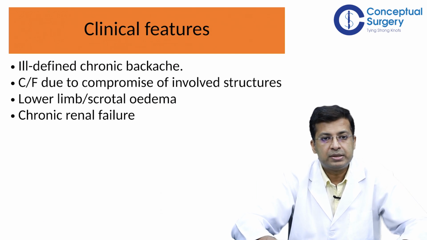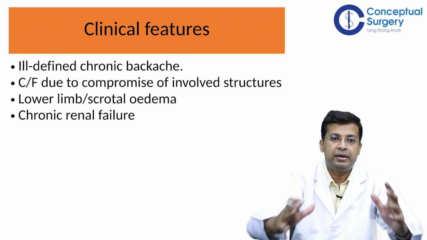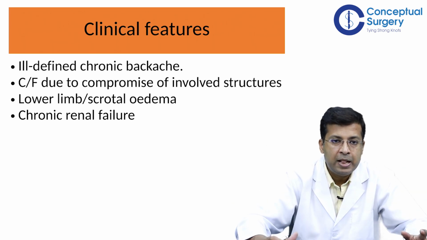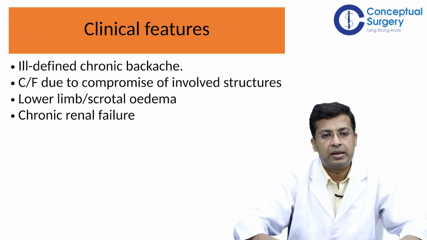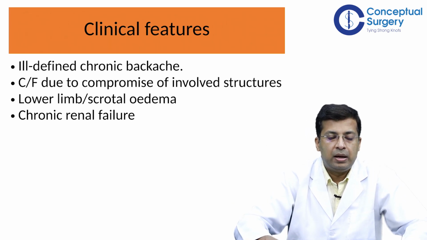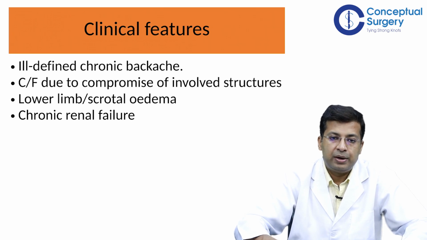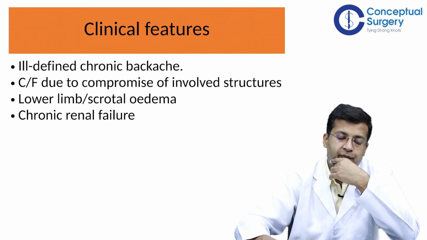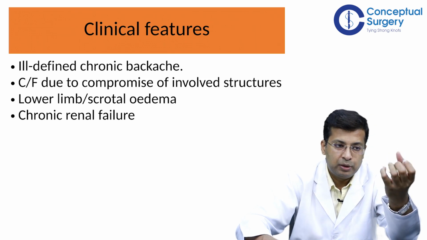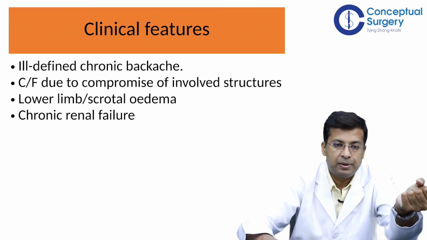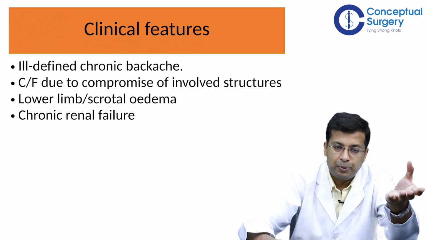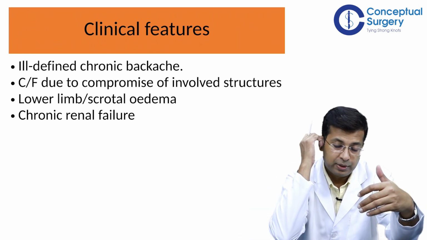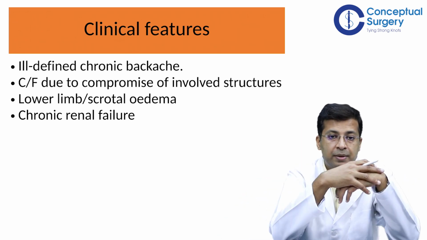What are the clinical features? Because it is not a single entity, the clinical features are varied, and there is an ill-defined chronic backache in these patients. The main clinical features are due to compromise in the function of the involved structures. So if there is compromise in the lumen of the aorta, there will be ischemia of the part of the body which is supplied beyond the aortic bifurcation, so the lower limbs.